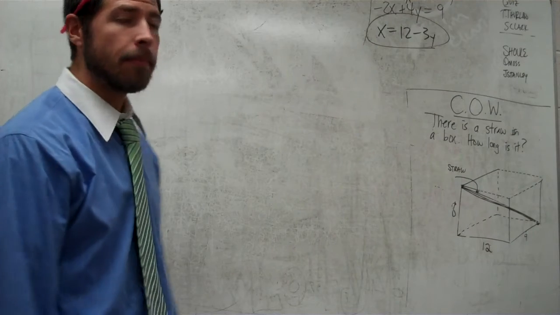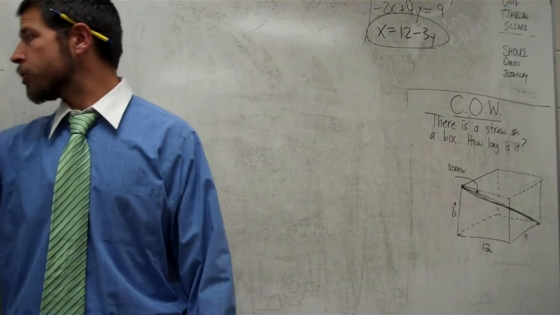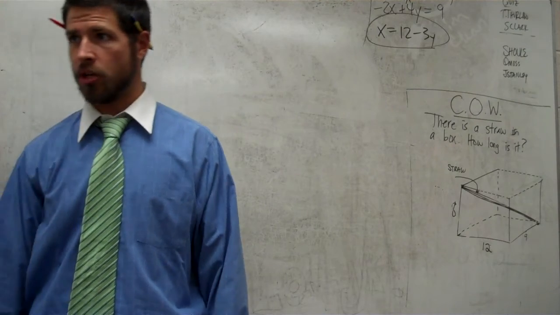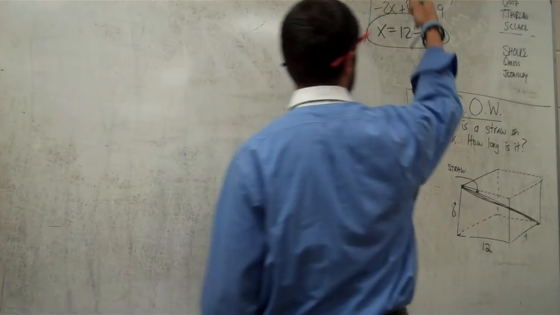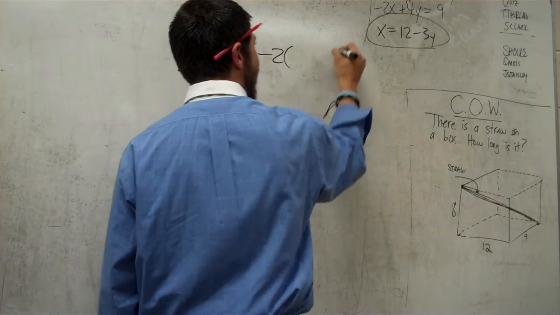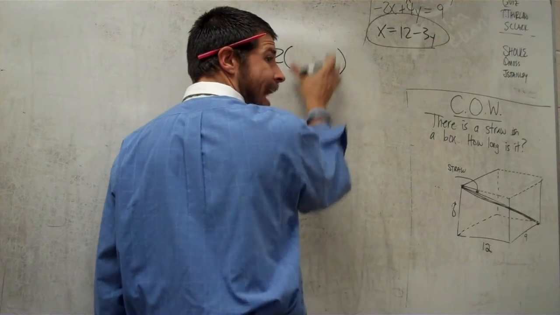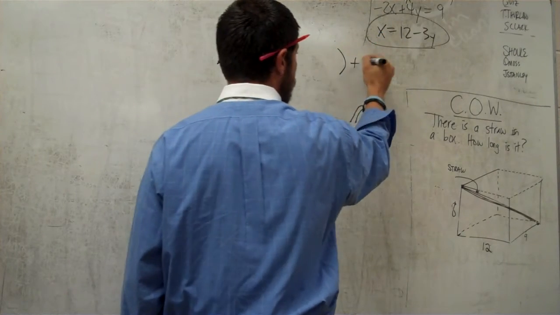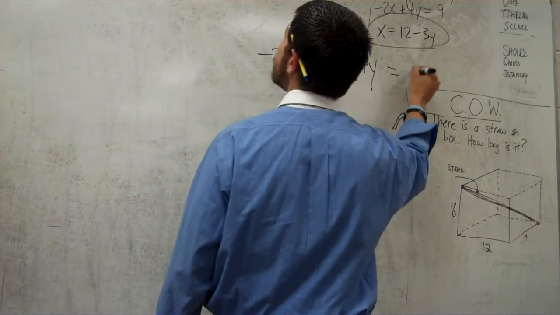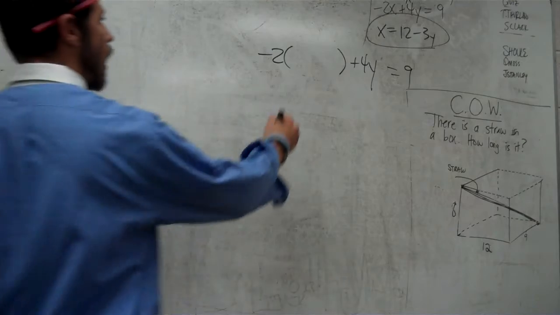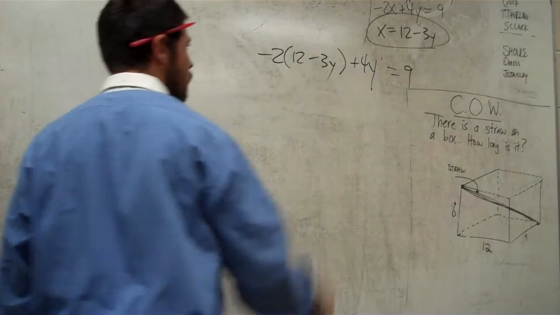Now, what's the step? Substitute the equation into the other equation. Okay? So I got x equals here. I plug it into the other equation. Negative 2x. Leave x out. Why do I leave x out? Because x is by itself. Plus 4y is equal to 9. 12 minus. What goes in the parentheses? 12 minus 3y. Okay? 12 minus 3y goes in parentheses.